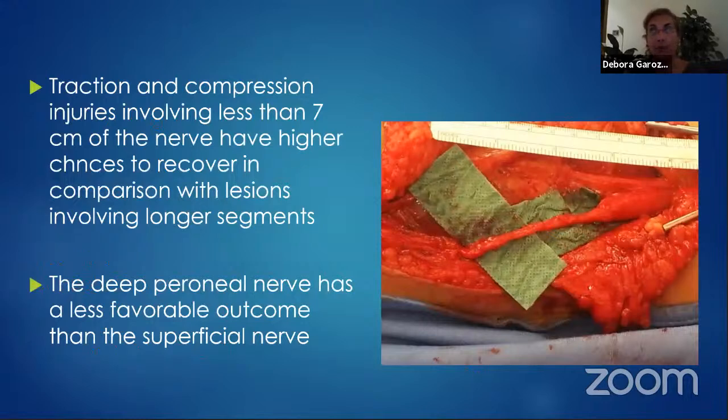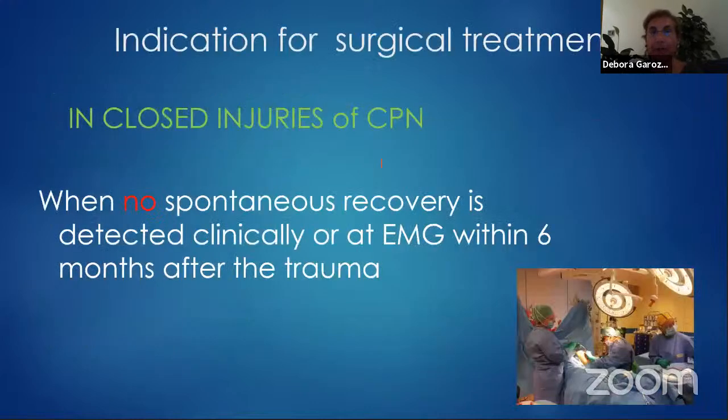There is also a correlation with the length of the segment which has been damaged. Therefore, we have seen that traction and compression injuries on a segment of the CPN shorter than 7 centimeters are more susceptible to spontaneously recover in comparison with longer segments. And also, if we make a comparison between the rate of spontaneous recovery for the terminal branches of the CPN, we will see that the deep peroneal nerve has a less favorable outcome in comparison with the superficial nerve.